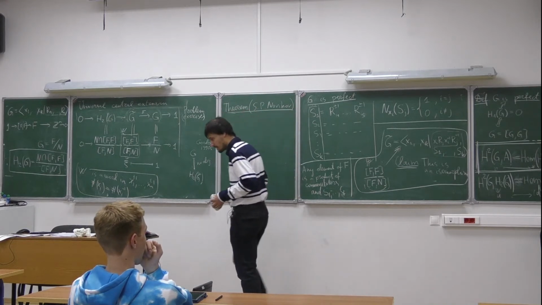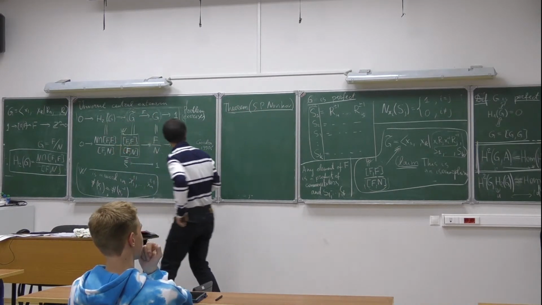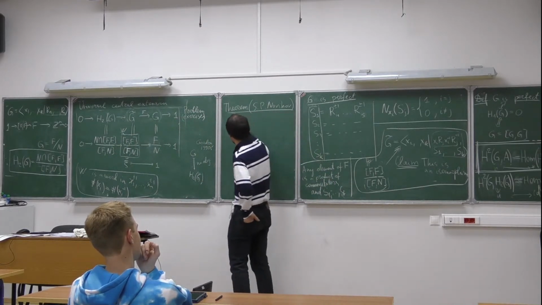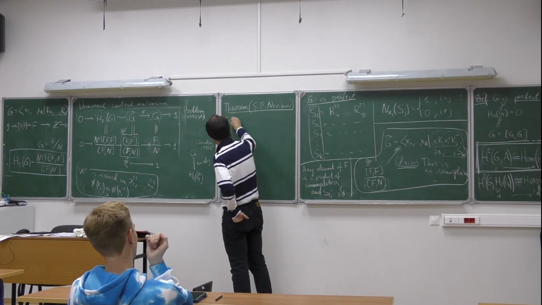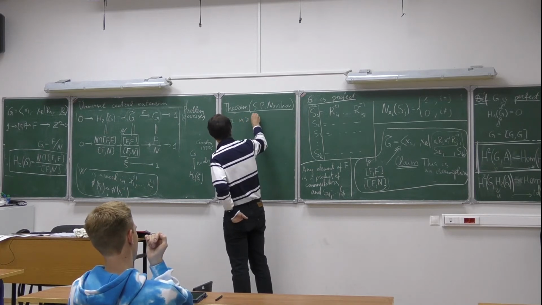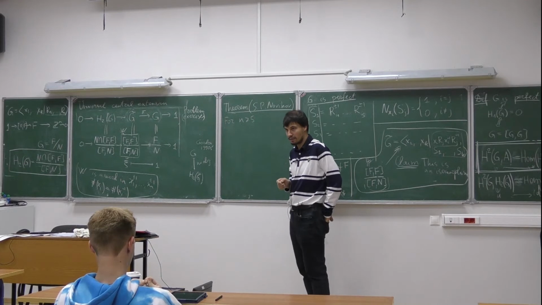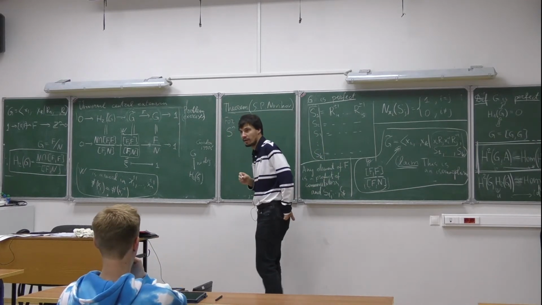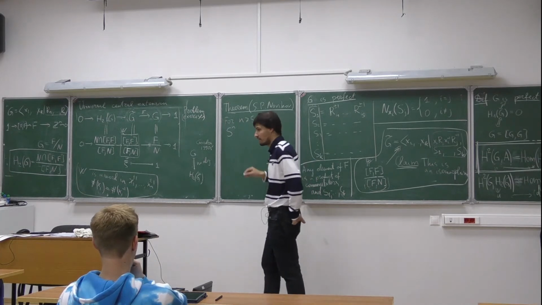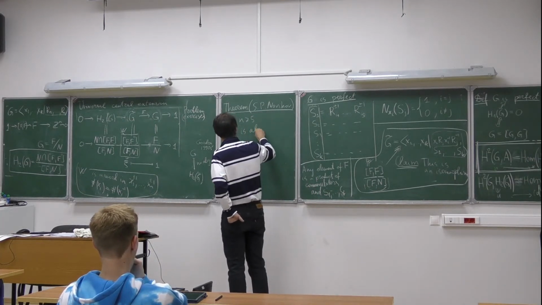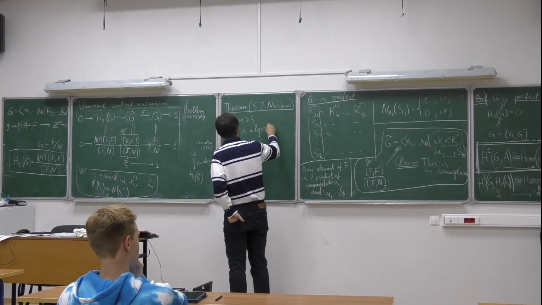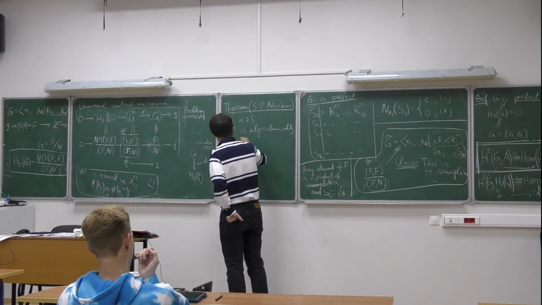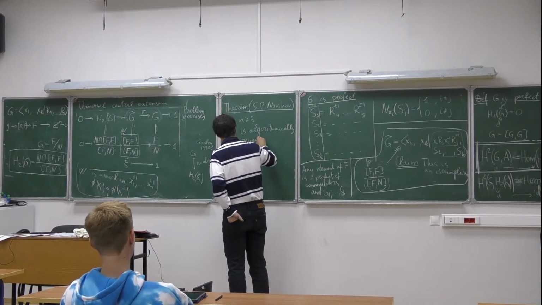And the theorem is like that. The theorem says nothing about groups. The theorem says that for n greater than or equal to 5, the sphere is algorithmically unrecognizable.